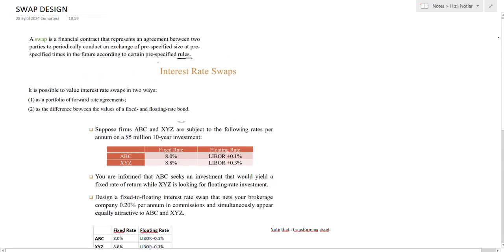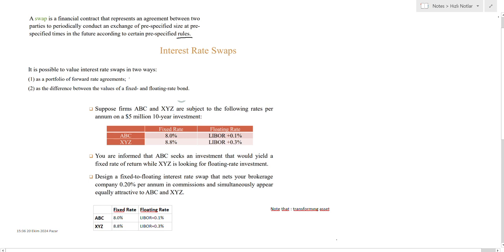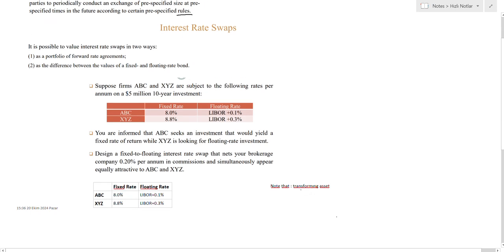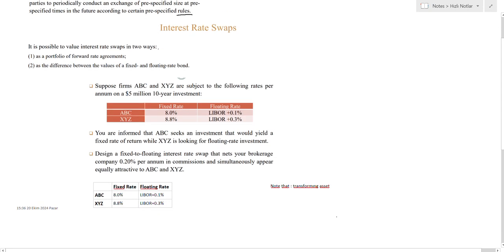So today we will talk about the interest rate swaps, and it is possible to value interest rate swaps in two ways. The first is as a portfolio of forward rate agreements, and the second as the difference between the values of a fixed and the floating rate bond. So by the way, note that interest rate swaps are transforming the assets. So after these quick informations, today our topic will be how can we design the interest rate swaps.